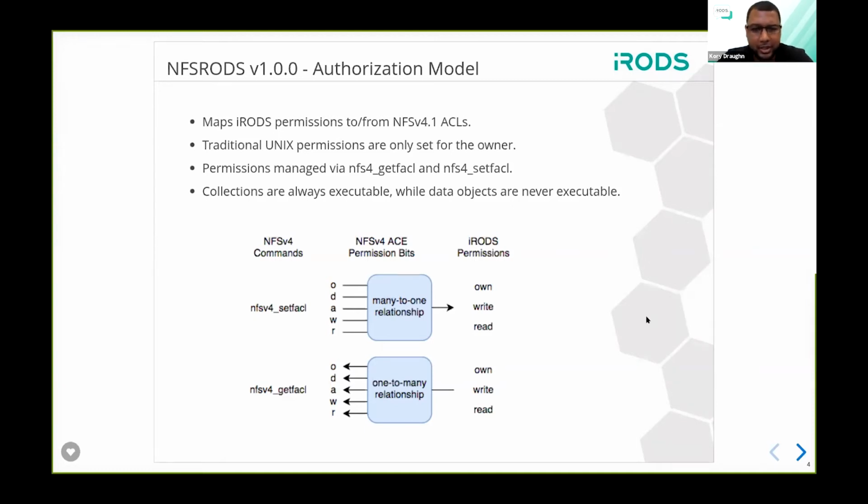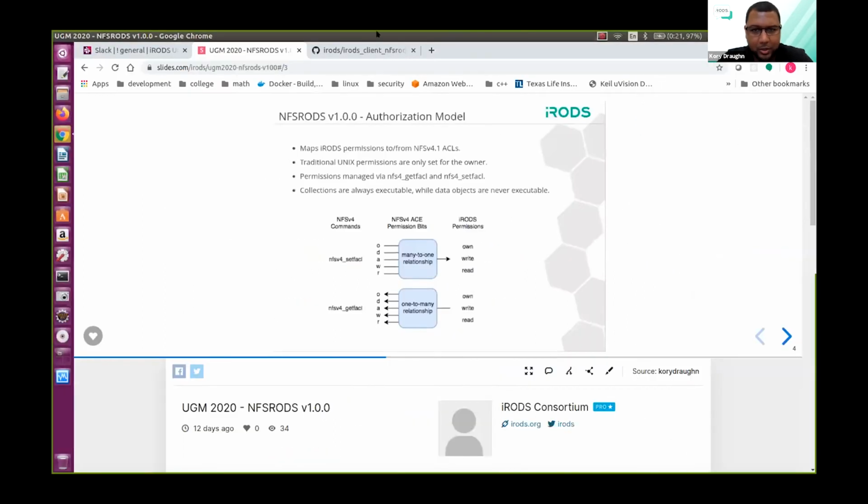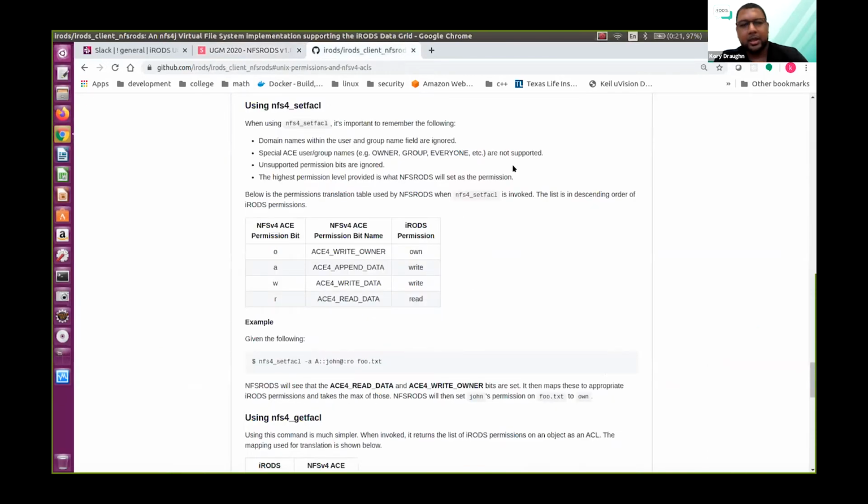And just to give you an idea about how that works, I wanted to show you this information here in the README. Anything I'm talking about now, you can find within the README, as far as how you use NFS for setfacl and getfacl. If we take a look here, what happens when you set these bits is that NFSRODS will look at these bits and just take the max of whichever bit is there and determine, oh okay, they specified write owner, so we give them own permission.